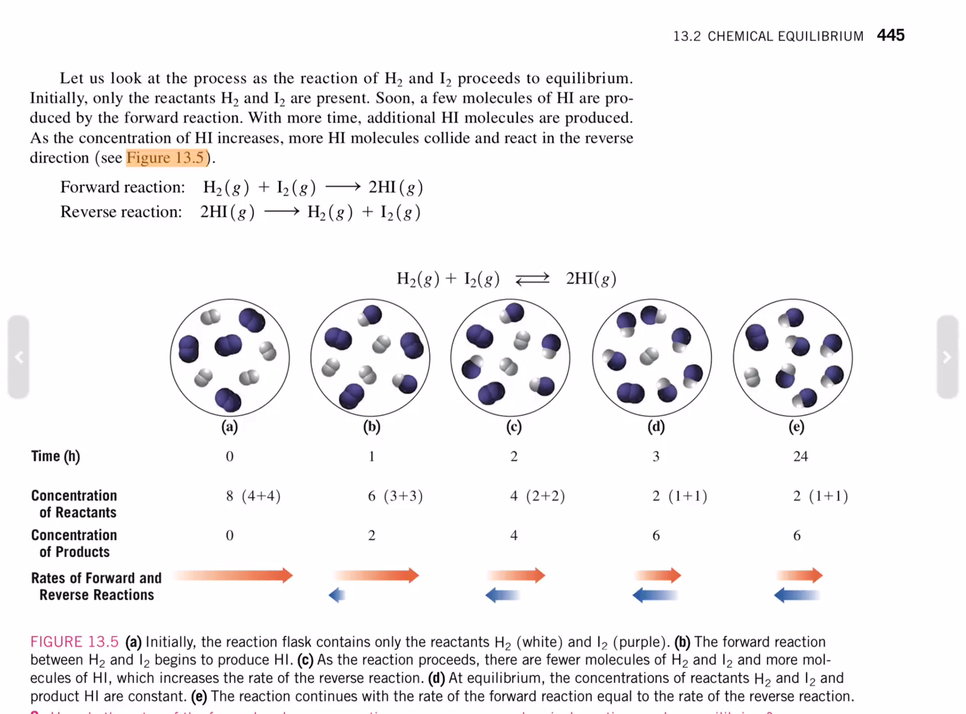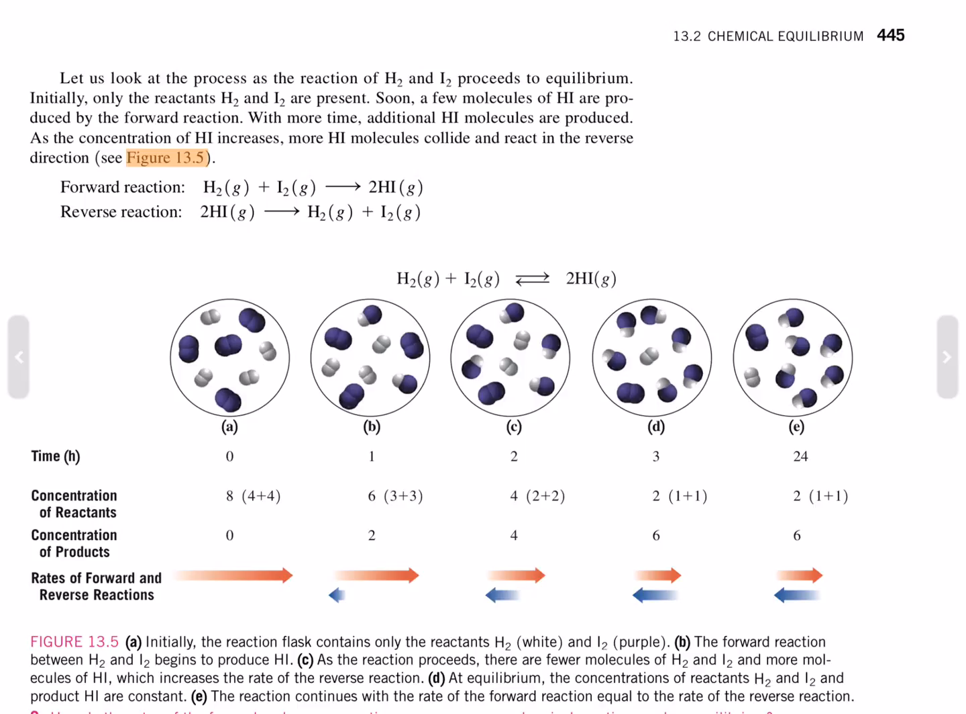Let's look at how the reaction of hydrogen and iodine proceeds to equilibrium. Initially, only the reactants hydrogen and iodine are present. Soon, a few molecules of hydroiodic acid are produced by the forward reaction. With more time, additional hydroiodic acid molecules are produced. As the concentration of HI increases, more HI molecules collide and react in the reverse direction.